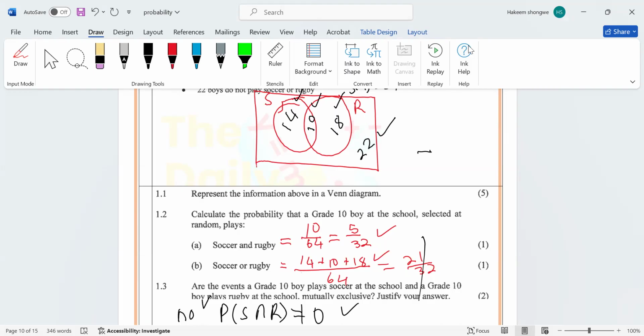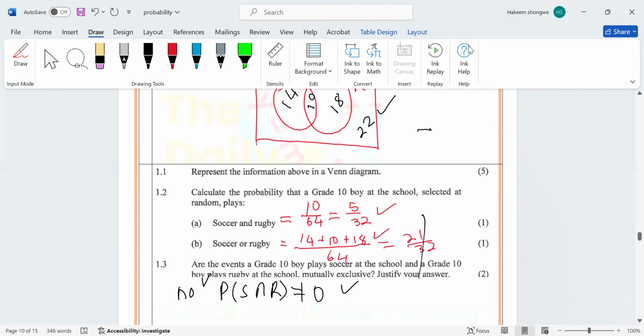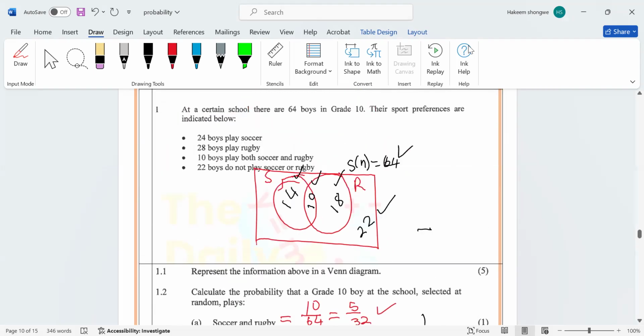What does the formula say? It says it's going to be the probability of soccer plus the probability of rugby, minus the people that you've already counted, because we already have people who appear in both soccer and rugby. So in this case, let's check that we get exactly the same answer. Remember, how did we do this one? We said it's 14 plus 10 plus 18. Now, another way in which we could have done this without using the Venn diagram, we could have said this is how we'll get this.